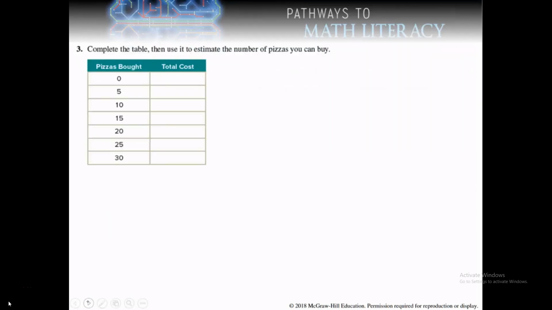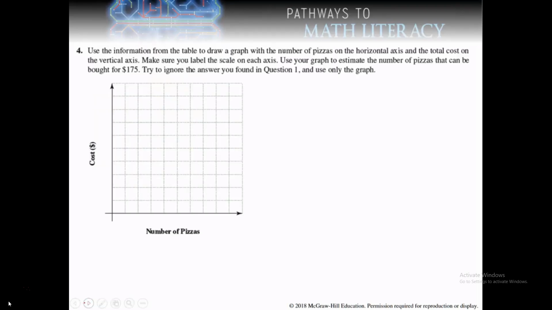Then in number 3, we're going to use that equation to complete the table. So we're multiplying the number of pizzas by 9 to get the total cost. So 0 pizzas means $0. 5 pizzas would be $45. 10 pizzas would be $90, and so on. Then in number 4, we're going to use that table to create a graph.